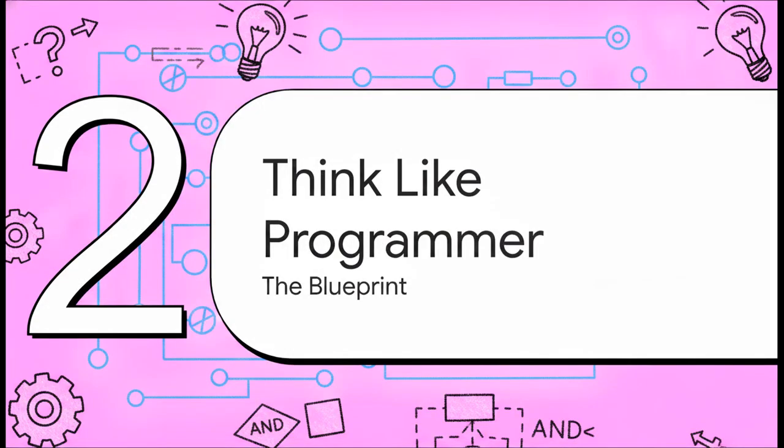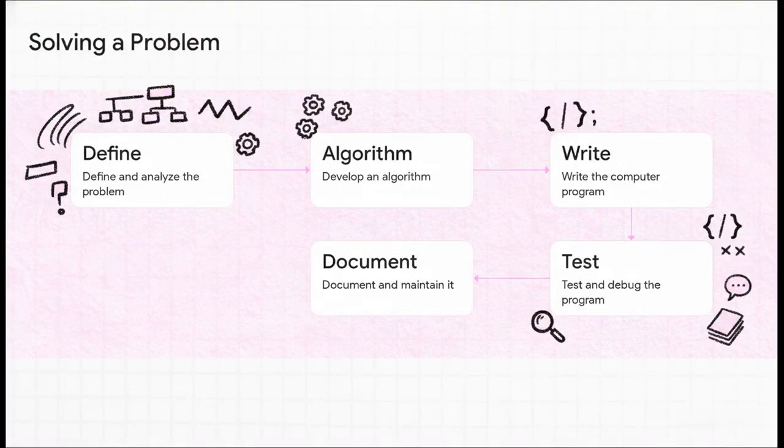Which brings us nicely to part 2, thinking like a programmer, also known as the blueprint. Because here's the thing, before you even type a single line of code, you need a logical blueprint. How a computer solves a problem follows a very clear, deliberate pipeline. You don't just sit down and start mashing keys.